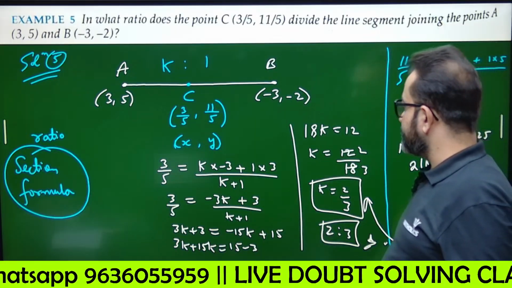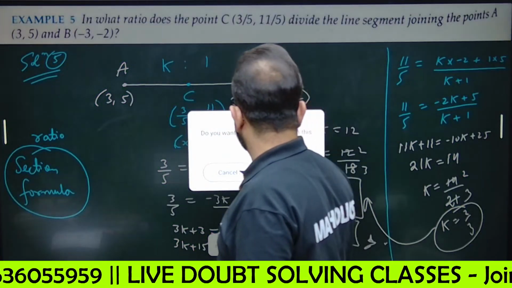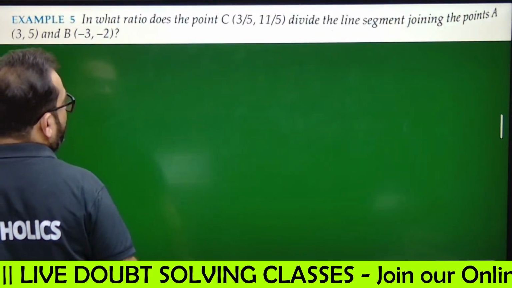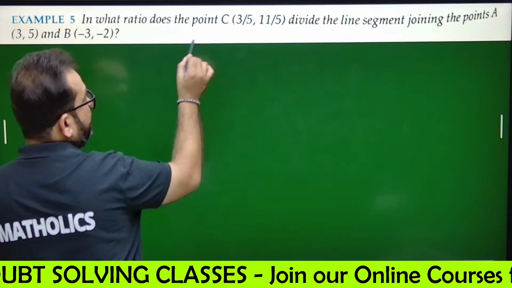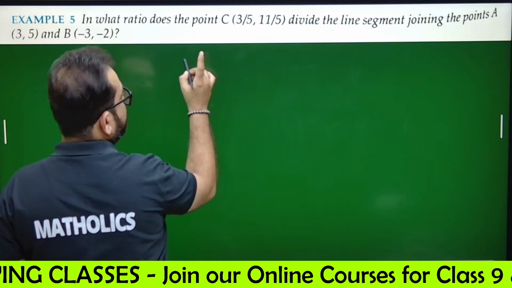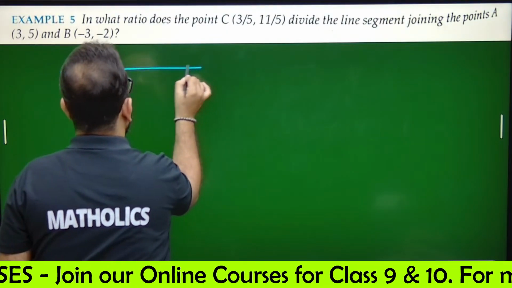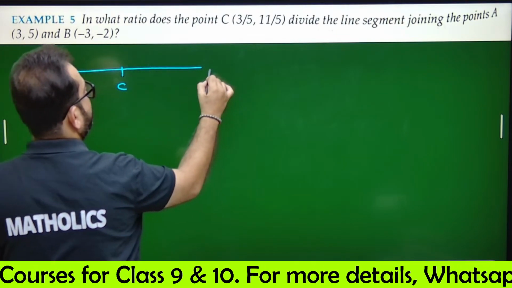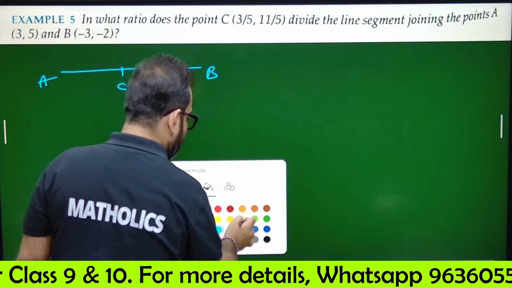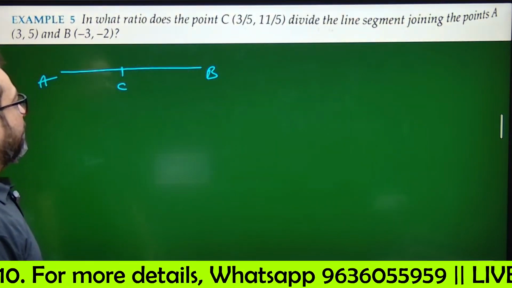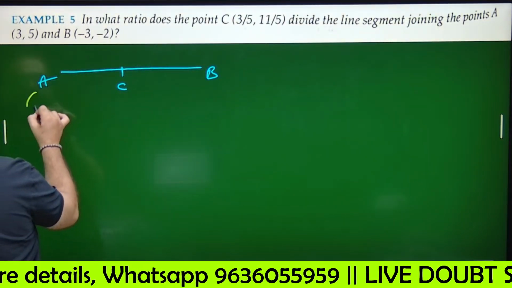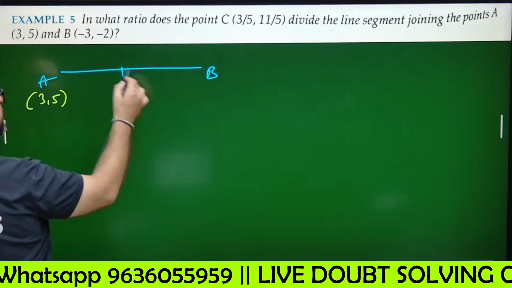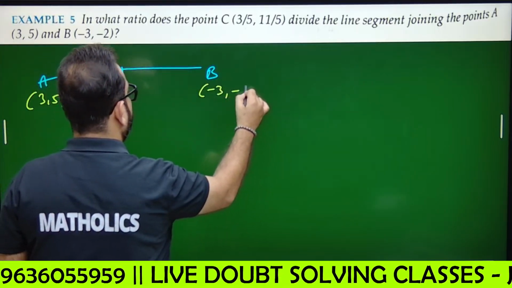Again we have to find the ratio. Let's do it. Okay. Question is, in what ratio does the point C divide the line segment? This is A, this is B. You have been given A and B. What is A? 3 comma 5. What is B? It is minus 3 comma minus 2.